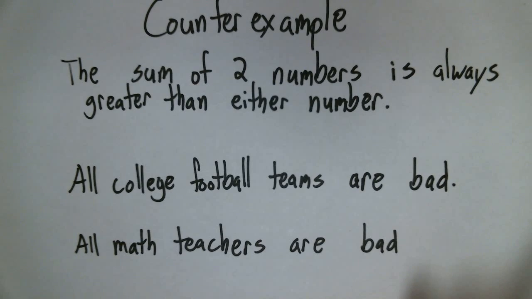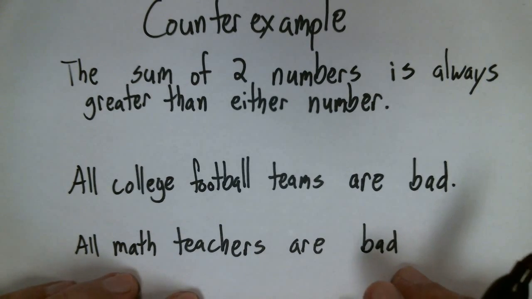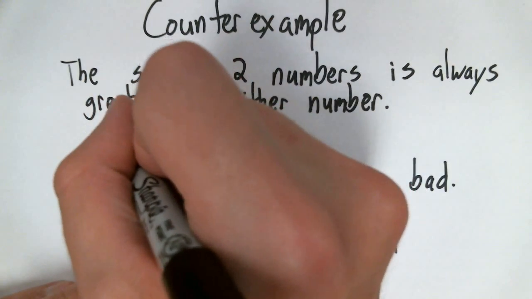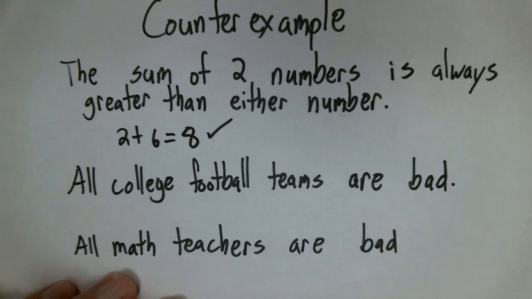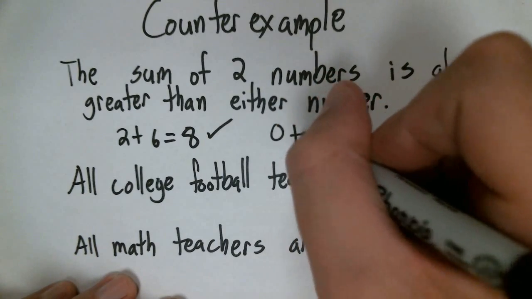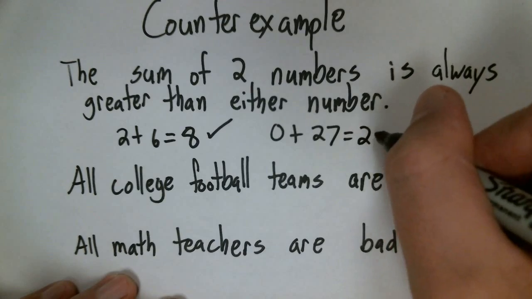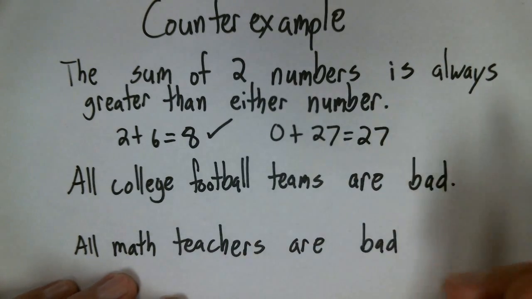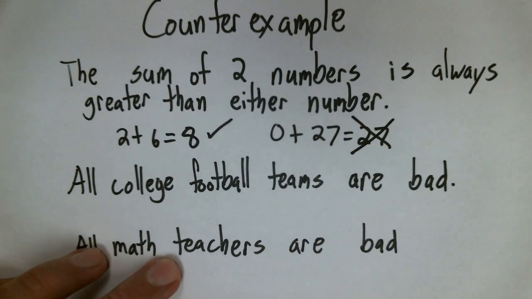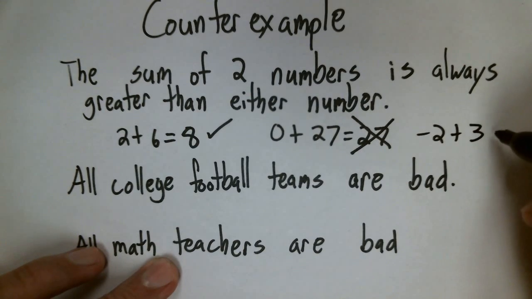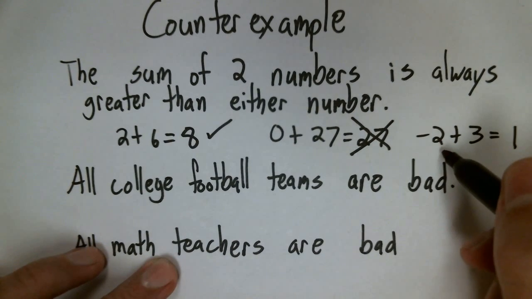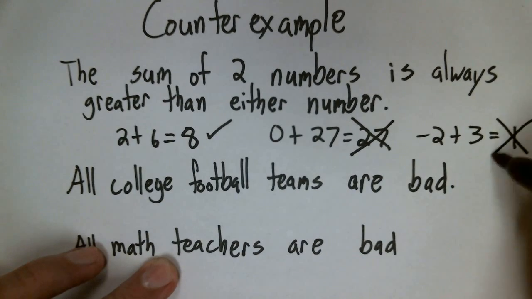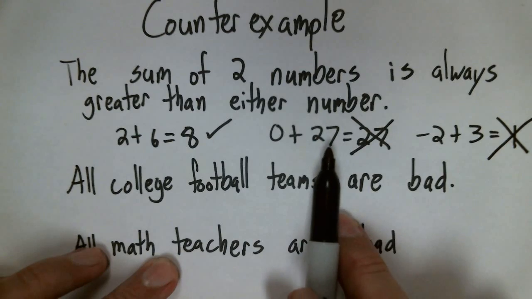See what you guys can come up with. Well, let's go ahead and try it out a couple times. If I add 2 plus 6, is that answer greater than both 6 and 2? Yeah, that works. What if I add 0 plus 27? Is that greater than both numbers? Whoa, no sir, that doesn't work. 27 is not greater than 27. 27 equals 27. What if I threw a negative in there? Negative 2 plus 3. What does that equal? 1. Is 1 greater than both of the numbers? Well, it's greater than negative 2. Yeah, that's true. But 1 is not greater than 3. No, sir. That doesn't work. So both of these examples would be counterexamples to this statement.